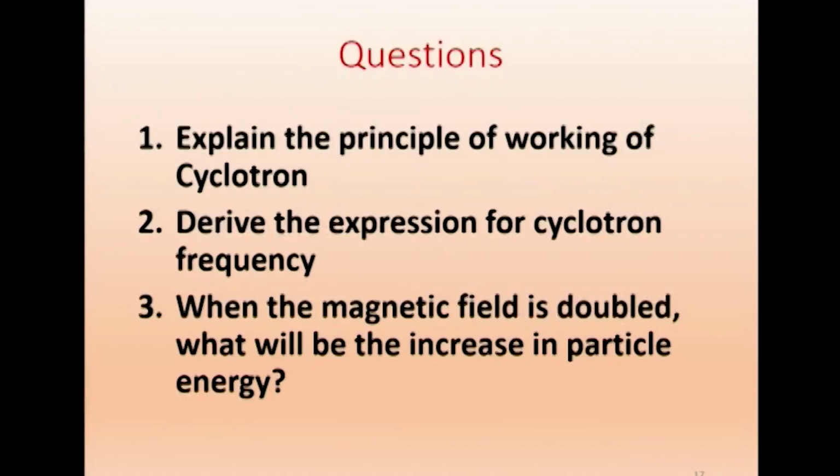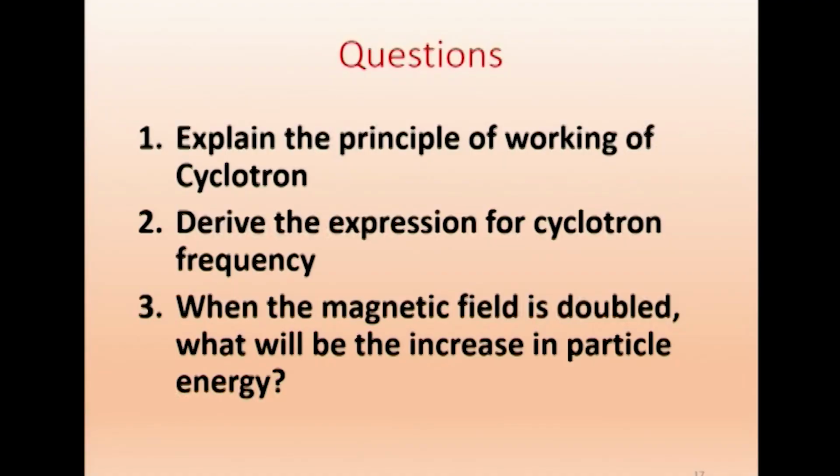So we have just a few questions. Explain the principle of working of the cyclotron. Already we have been discussing that. And derive the expression for cyclotron frequency. That frequency derivation is important, and we need to carry it in mind, so that we will be able to understand the principle of the betatron and synchrocyclotron. And if the magnetic field is doubled, what will be the increase in particle energy? The increase in particle energy will be 4 times, as already stated, because the magnetic field comes in as B squared. Therefore, when you double it, the energy will increase 4 times.